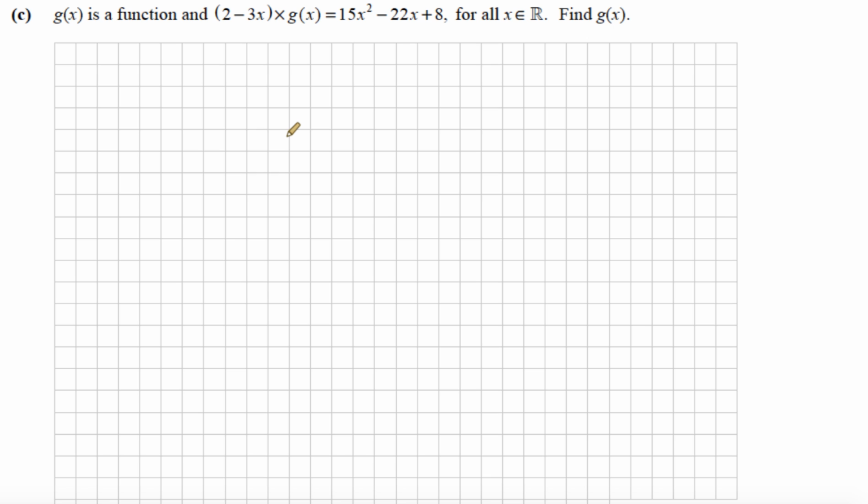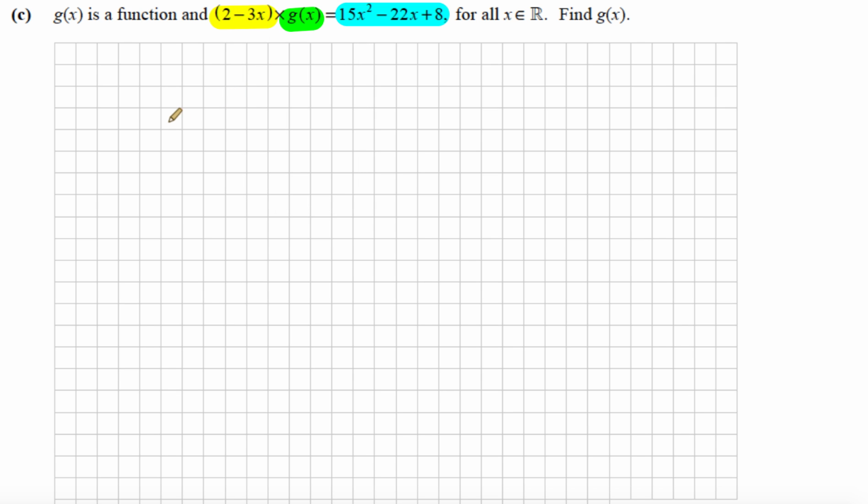Okay, part C. g of x is a function, and 2 minus 3x multiplied by g of x is equal to 15x squared minus 22x plus 8 for all x being an element of the real numbers. So we have to find g of x. Okay, well then what we have here is the thing in yellow is multiplied by the thing in green to give us the answer in blue. So it's very simple. Two things multiplied to give this. Well, if we want to find one of the things that are being multiplied, we're going to divide the answer, blue, by the yellow.